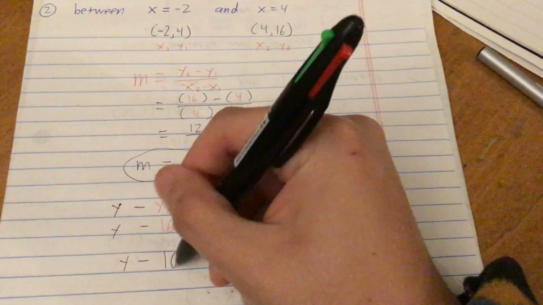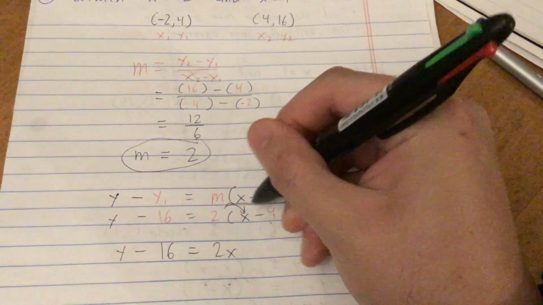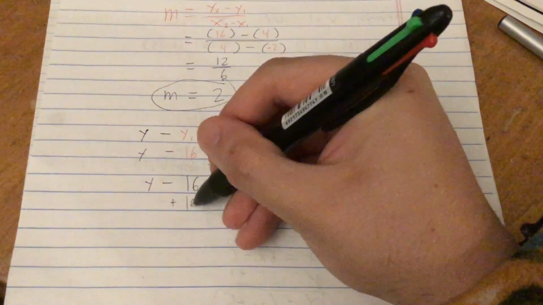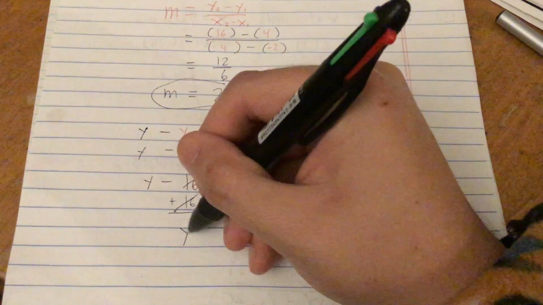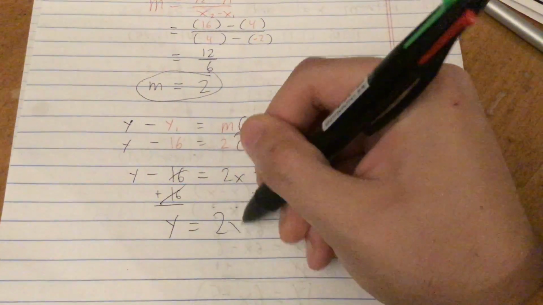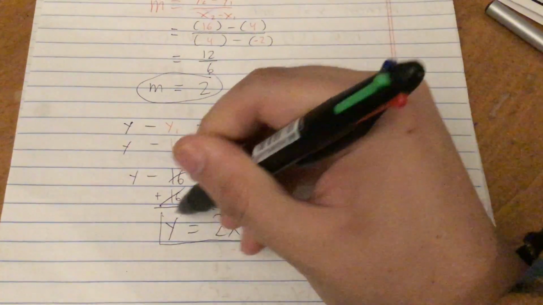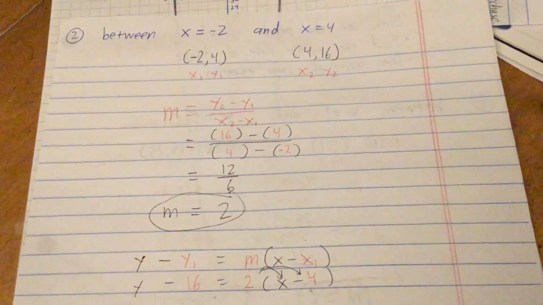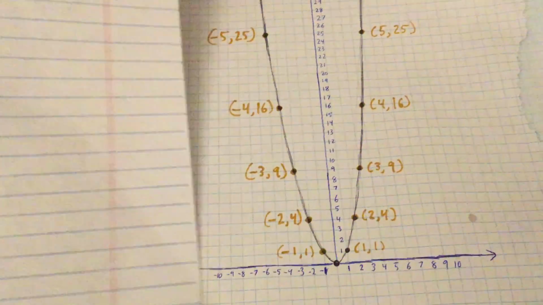So that becomes y minus 16 is equal to 2x minus 8. And then if I add 16 on both sides, y is equal to 2x plus 8. And that is the linear equation that calculates the average rate of change between x equals -2 and x equals 4 for the graph y equals x squared.